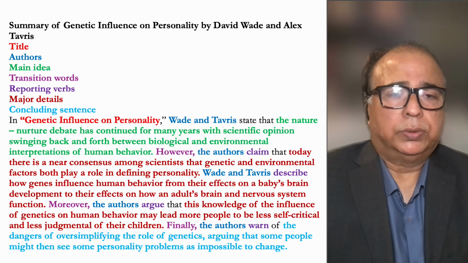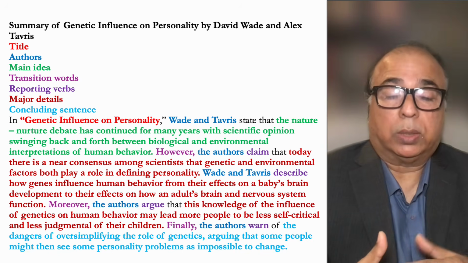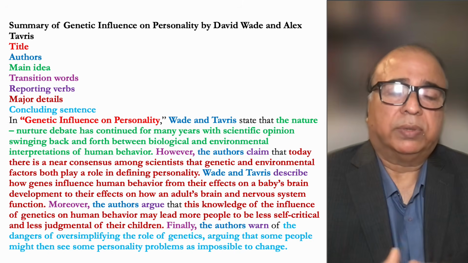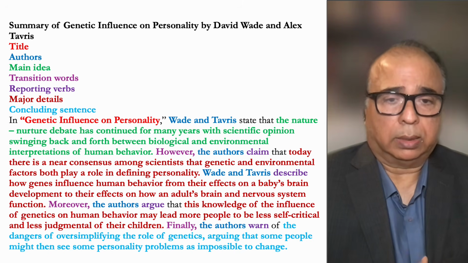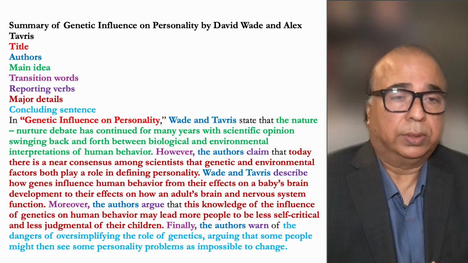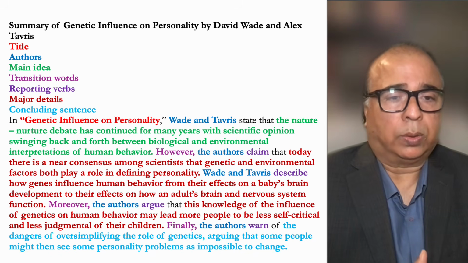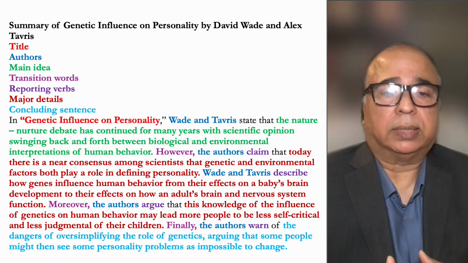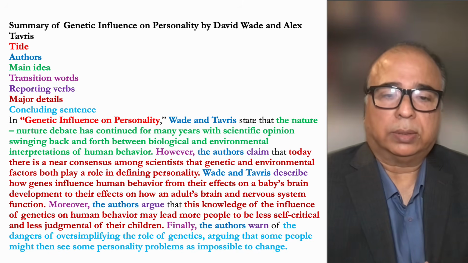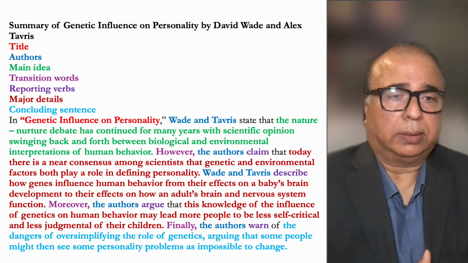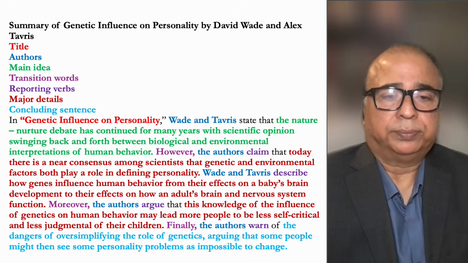Okay. So before I give you a comment challenge, which is what I always do toward the end of a lesson, I wanted to show you a good representative academic summary. The title of the article is Genetic Influence on Personality by David Wade and Alex Tavris. So you can see these are all color-coded. Title, authors, main idea, transition words, reporting verbs, major details, and a concluding sentence. They're all color-coded, okay? So you can match up the colors. See the color of the title, the color of the authors' names, Wade and Tavris, okay?